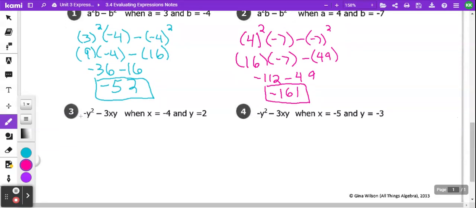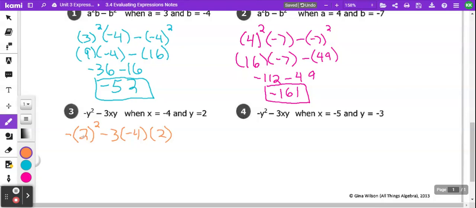Now, example 3, I have negative y squared minus 3xy when x equals negative 4 and y equals 2. So I need to keep that negative. So there's a negative outside the parentheses. And then my y is 2 squared minus 3 times my x is negative 4 times my y is 2. So we substituted all our values in, and now we're ready to solve it.